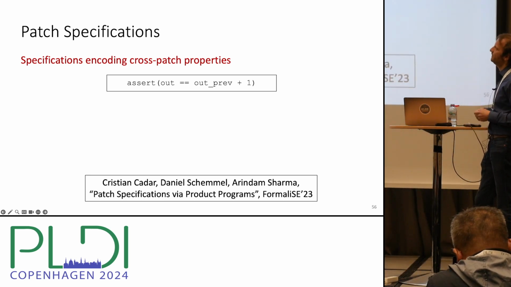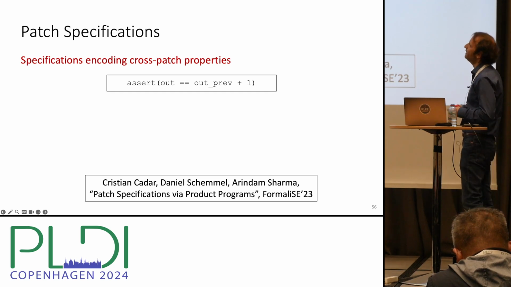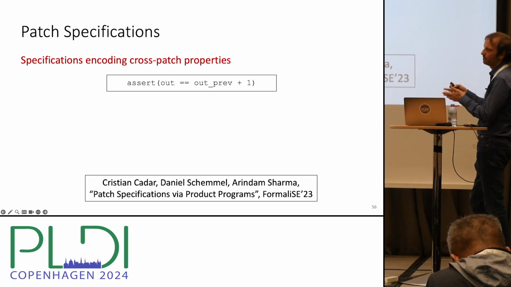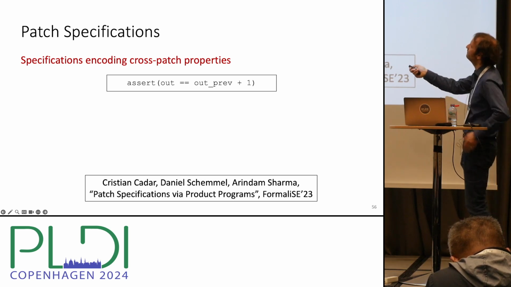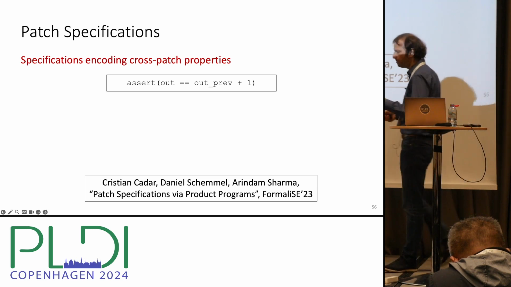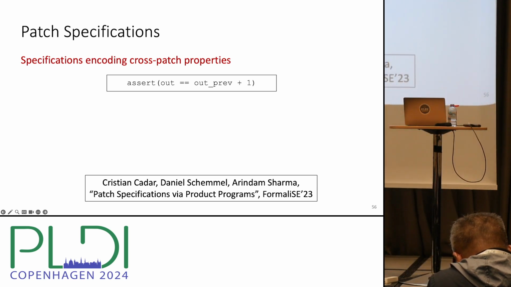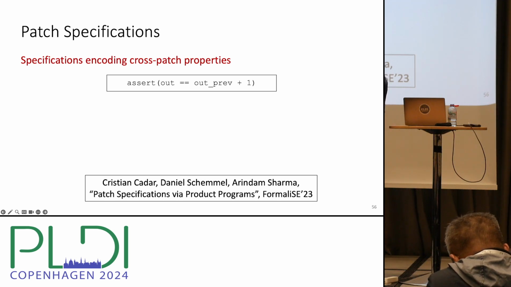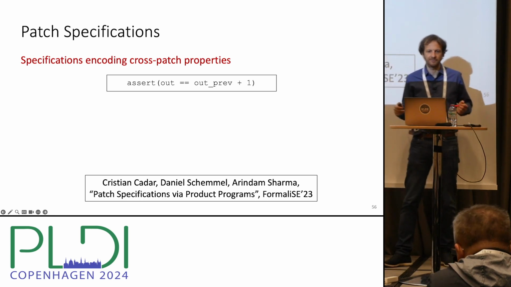So what's a patch specification? Well, a patch specification is simply a property that encodes cross-patch properties. Let's say in the version after the patch, I have this variable out. And now I say, look, I know that the way the patch computes out, it should be the value that it had at the program point in the previous version, so out_prev, plus 1. That's an example of a patch specification.